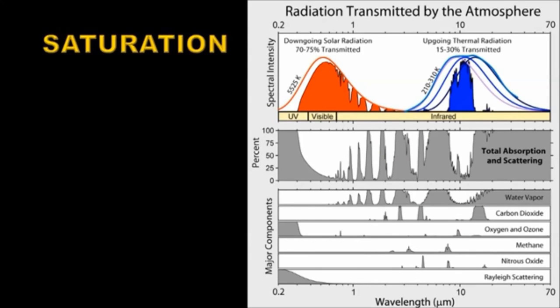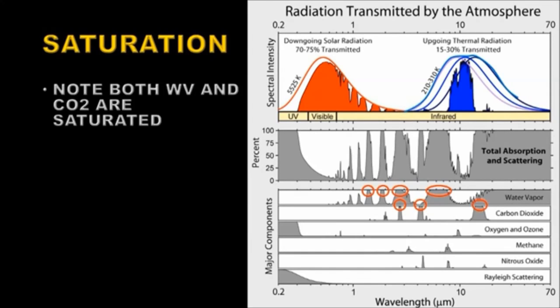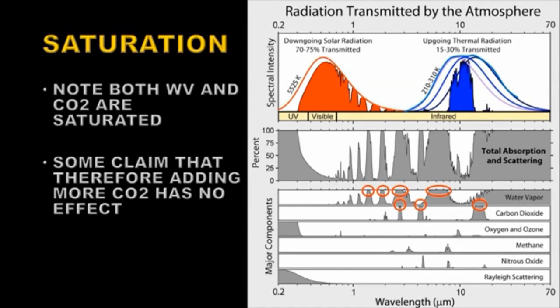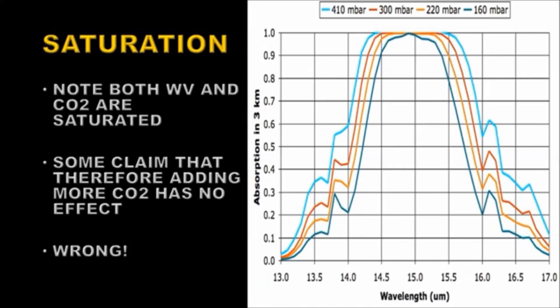Another problem is saturation. Some people claim that both water vapor and CO2 are saturated, and I've marked where they are here, and indeed that is the case at some wavelengths. So they claim that adding more carbon dioxide or water vapor will make no difference to Earth's temperature. That is untrue. Let's take a look at what actually happens.